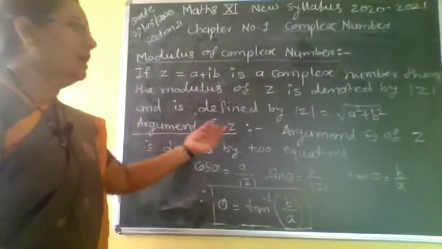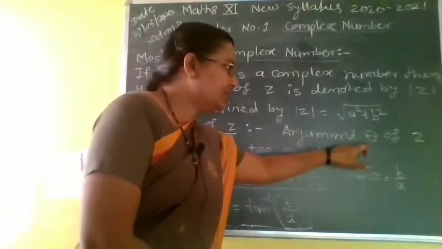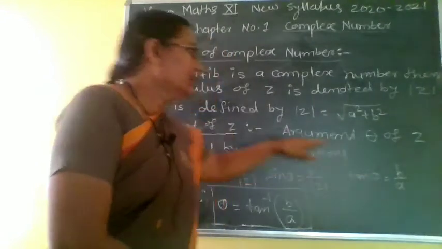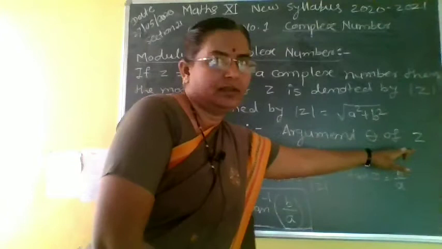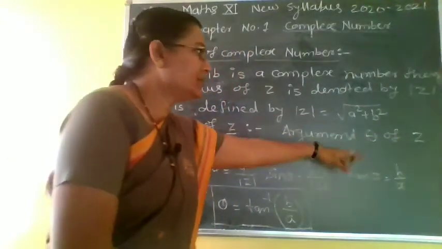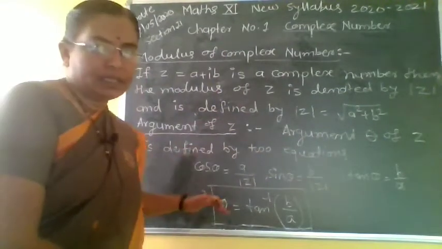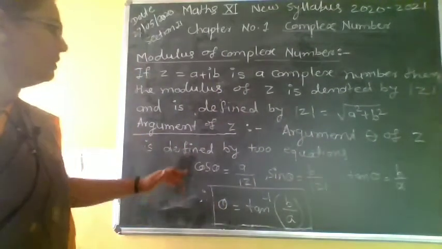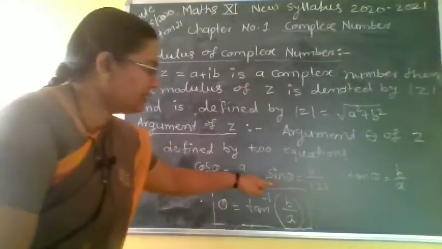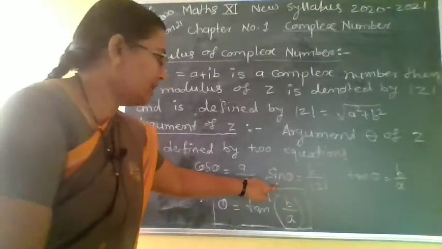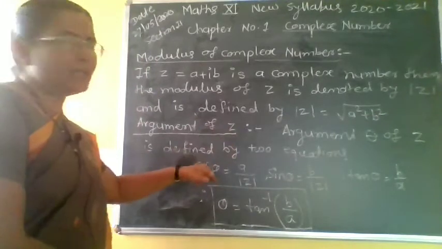Next, what is the argument of a complex number? Let us see. The argument of z, the complex number, is denoted by the notation theta. This is written as arg z, the argument of the complex number, denoted by theta, and it is defined by two equations. We know cos theta and sin theta are trigonometric functions.